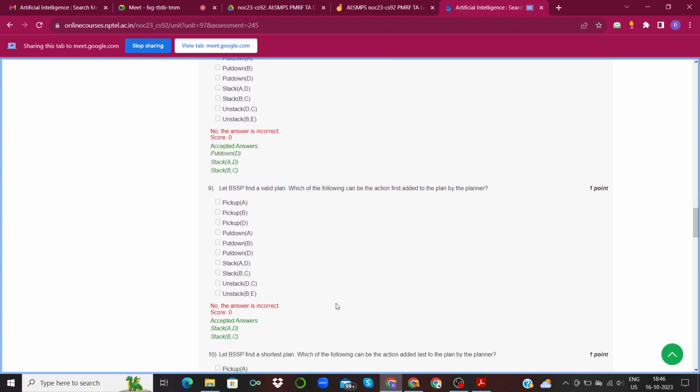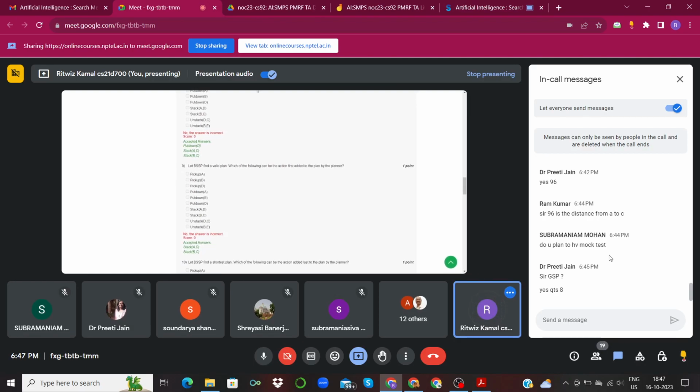Stack(A, D) and stack(B, C) would be the answers because those are the first actions to be added by BSSP. So remember, BSSP works in a backward manner, right? So putdown(D) would precede, as in here you will have to put down D on the table before you do stack(A, D), right? Since we are proceeding in a backward manner, you will have to stack A on D and then add the action of putdown(D). So the first action that could be added by the planner is either stack(A, D) or stack(B, C), right? I hope that helps.